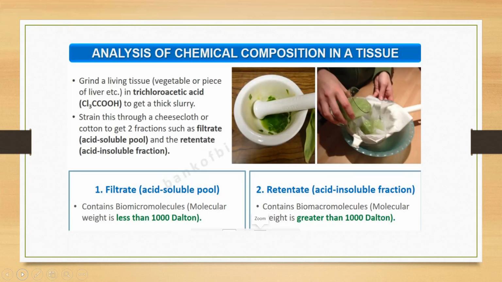The filtrate, or the acid soluble pool, contains micromolecules, and the retentate, that is the acid insoluble fraction, contains the macromolecules, the biomacromolecules. The biomicromolecules have molecular weight less than 1000 Dalton, and the biomacromolecules have molecular weight greater than 1000 Dalton.